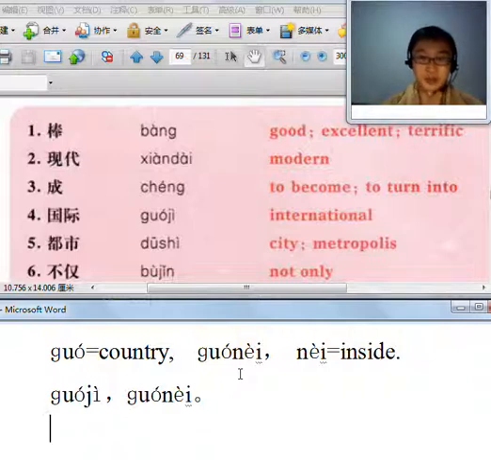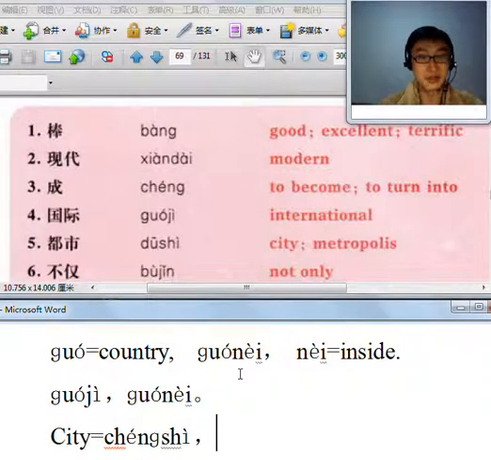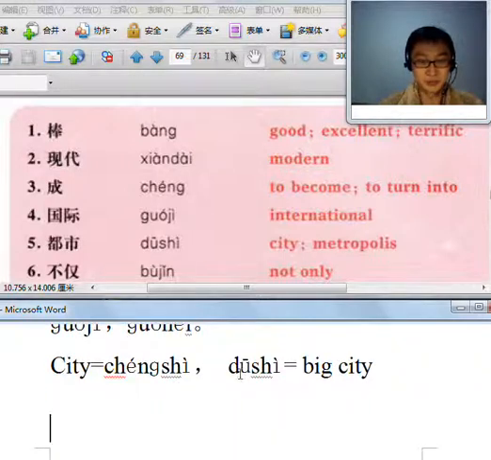Small city, usually we don't call it 都市. And if just a city, we will say 城市. But 都市 usually is for big city. Big city.